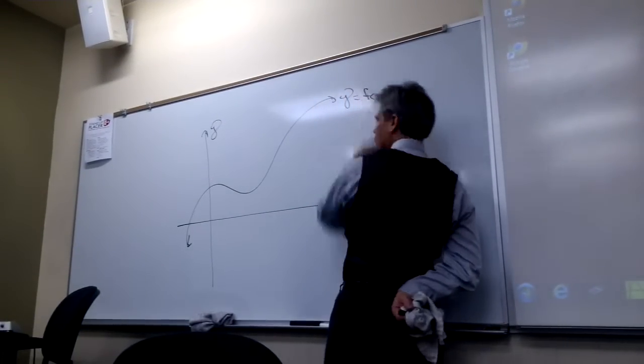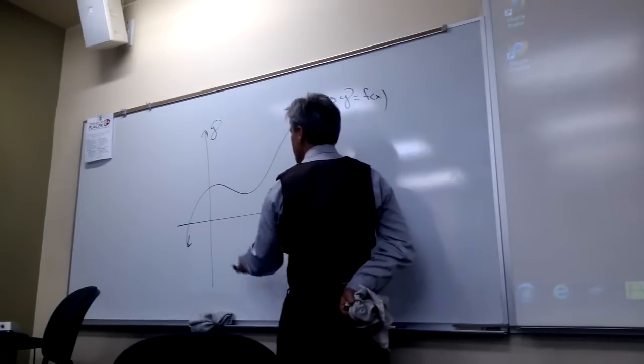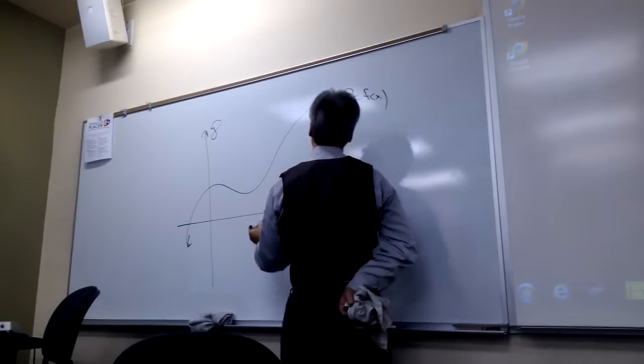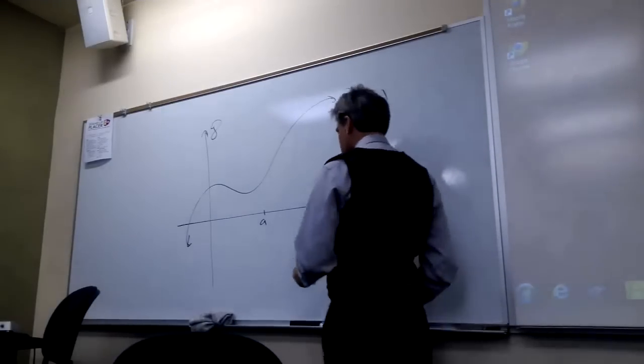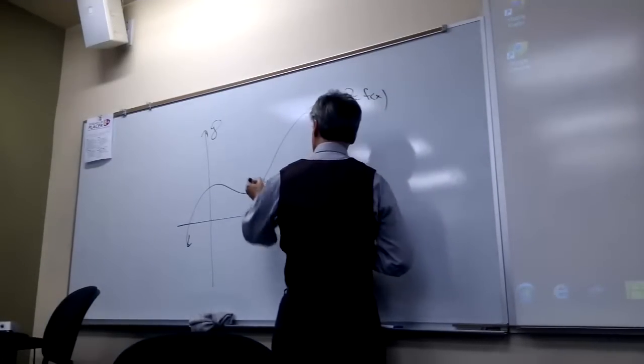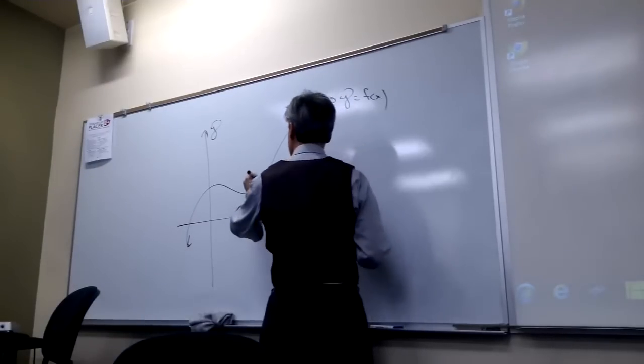You guys, it's pretty picture time. Let me consider this value of x right here. I'll call it A. And if I use this value of x to go straight up the curve and draw a tangent line, I think the tangent line looks like this.